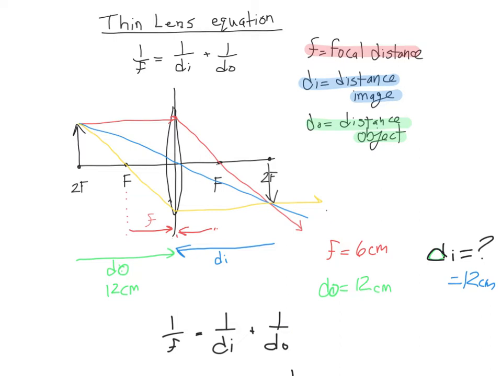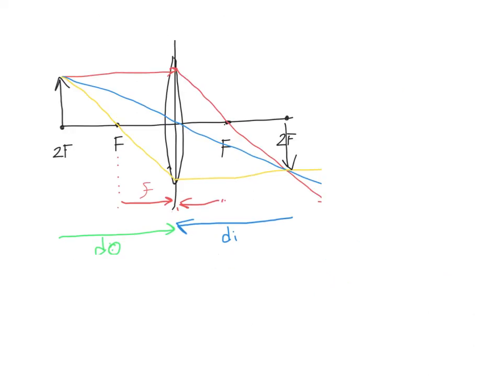And notice it's on 2f, and 2f is double the length of the focal length, which is 6. So 6 times 2 is 12. The distance of the image is also on 2f, and so it makes sense that this is going to be 12 centimeters. It doesn't always end up that way, depending on where the object is.